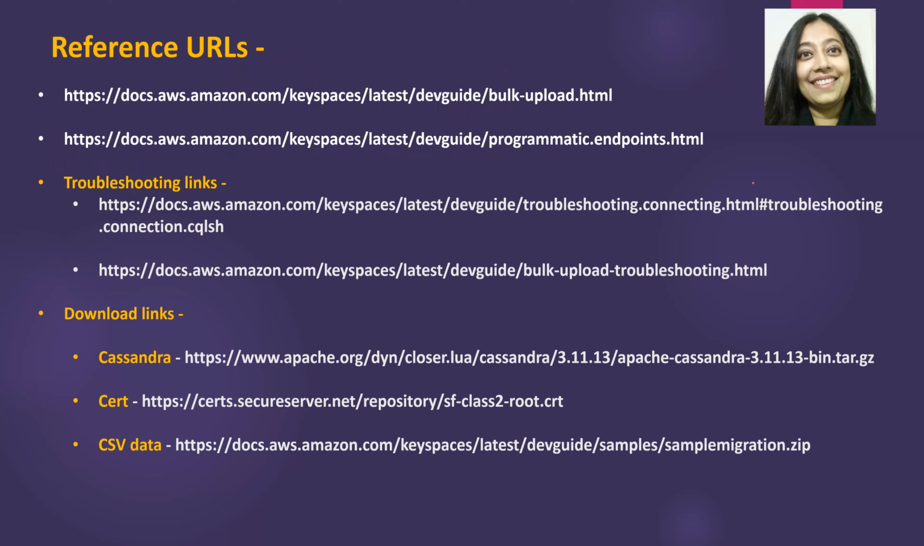Reference URLs. This first URL that you see over here is the original tutorial from Amazon. So feel free to review the tutorial, go through the steps. In fact, you can also copy some of the CQL statements from there. The second one talks about the programmatic endpoints for Amazon Keyspaces. Depending upon which region you are in, you will have to refer to this particular URL to get your programmatic endpoint.